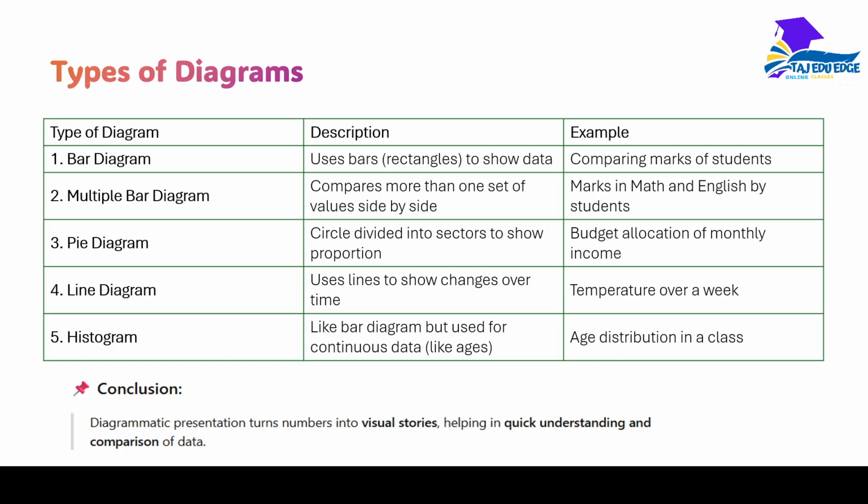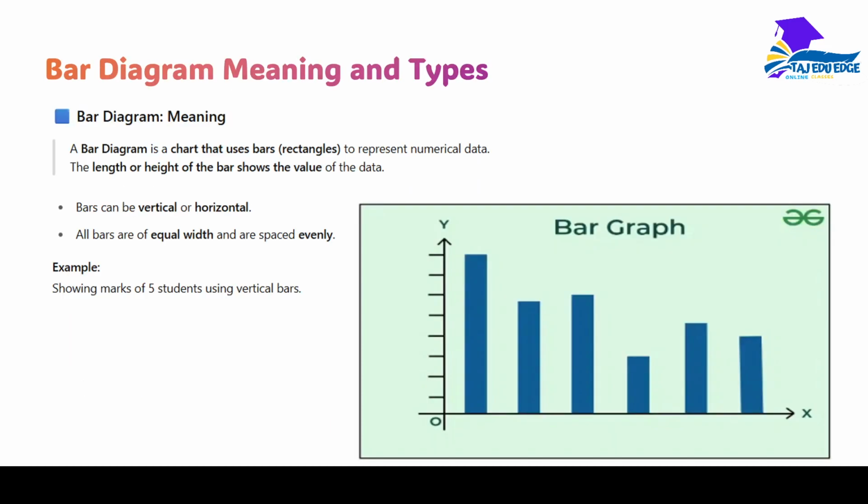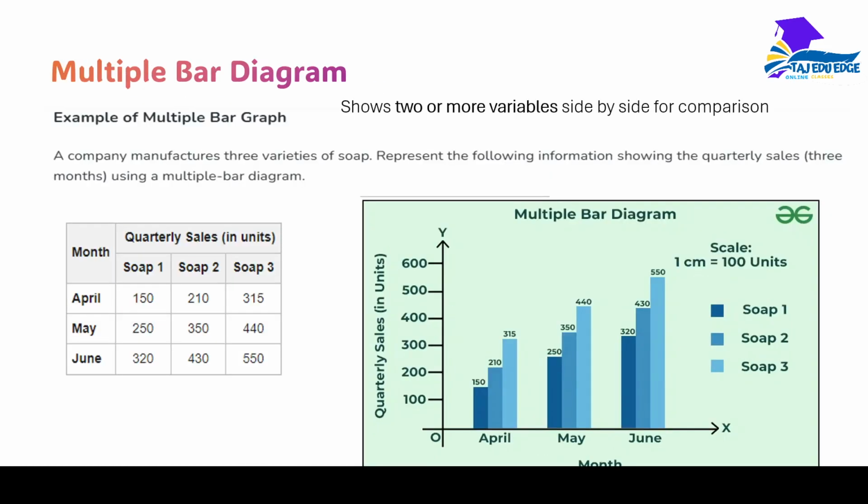Multiple bar diagram. Multiple bar diagram compares more than one set of values side by side. For example, here you can see this is the example of a multiple bar diagram where measures of quarterly sales in units are there for the months of April, May, June of soap 1, soap 2, soap 3. There are 3 different soaps. In April, how were the sales of soap 1, soap 2, soap 3? Here you can see soap 1 150, soap 2 210 and soap 3 315.